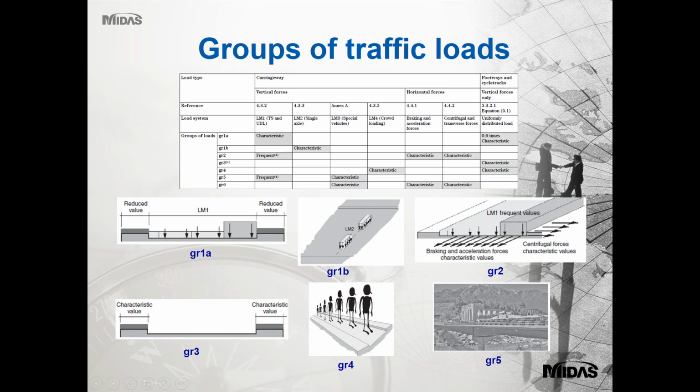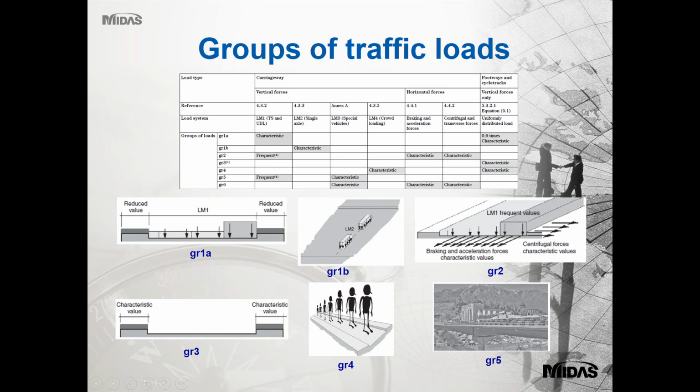Then group 3, which is just the footway loading, applied on the footway. Group 4 is just the crowd loading, and then finally group 5, which is generally the governing combination because it's got the heaviest axle loads, the special vehicle plus the load model 1.